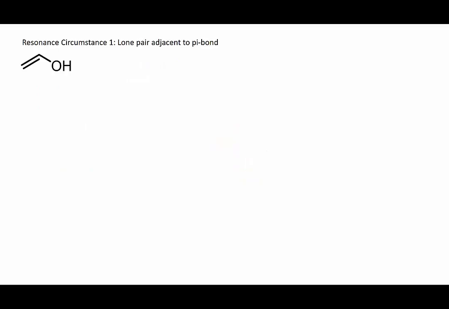There are 5 circumstances where you should recognize resonance. This is not a list that you should memorize, but this is something that you should be familiar with, and as you get more practice, you'll recognize more. Okay, so the first example is when we have a lone pair adjacent to a pi bond. So this enol, for example. Let's redraw it with our lone pairs.